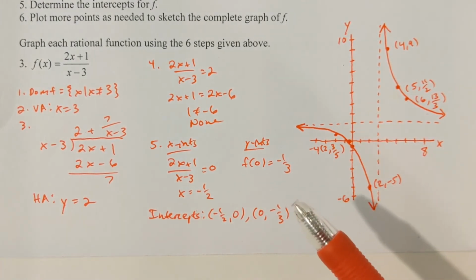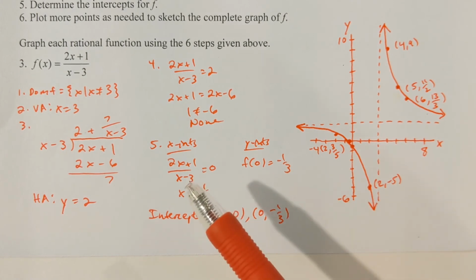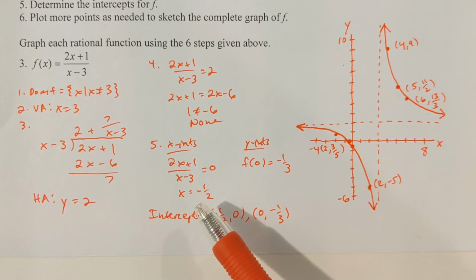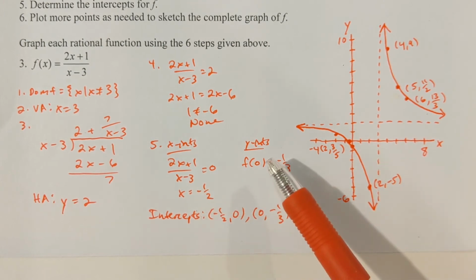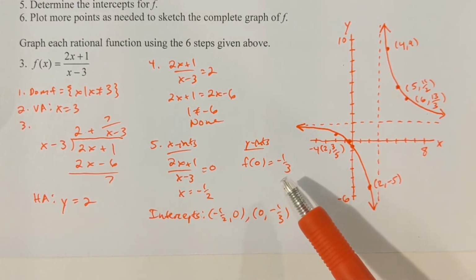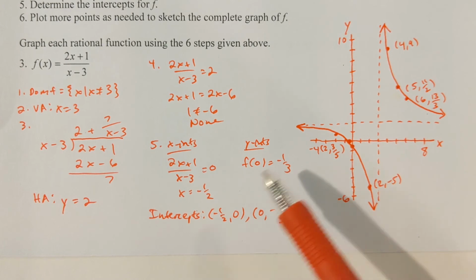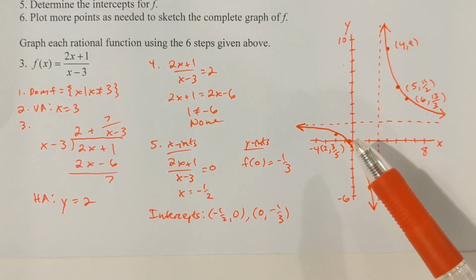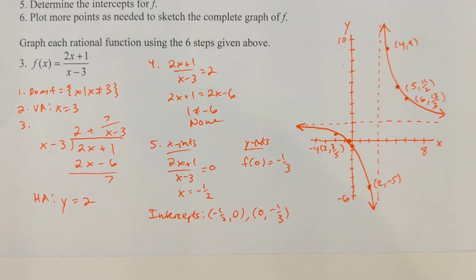Step 5, we want to get the intercepts. When you set the function equal to 0 and solve to get the x-intercepts, you're going to get x equals negative 1/2. To get the y-intercept, you let x be 0. When you plug 0 into the function, you get negative 1/3. And so these 2 points would be the only 2 points I know on the graph. So that doesn't really tell me a whole lot, although I do know some other information about this picture, the asymptotes and that.